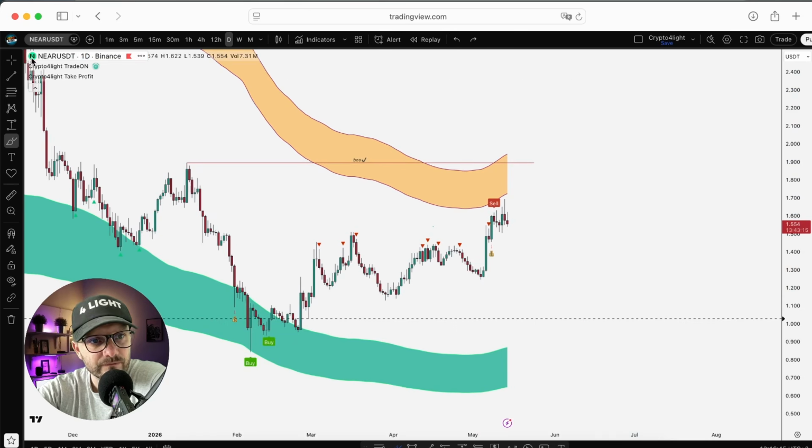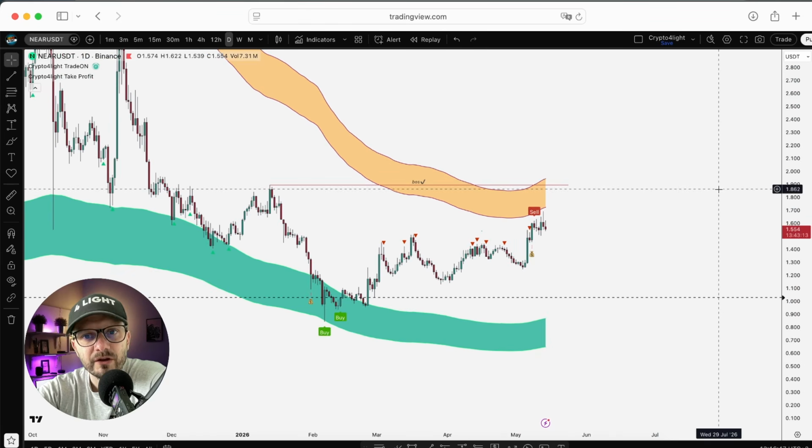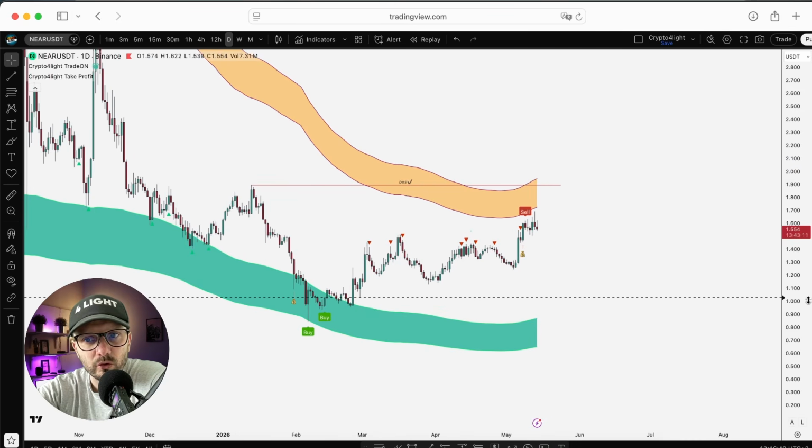All my zones, I mark them, and I'm waiting for my entry. Write to us in the comments what you think about the local zone for NEAR.